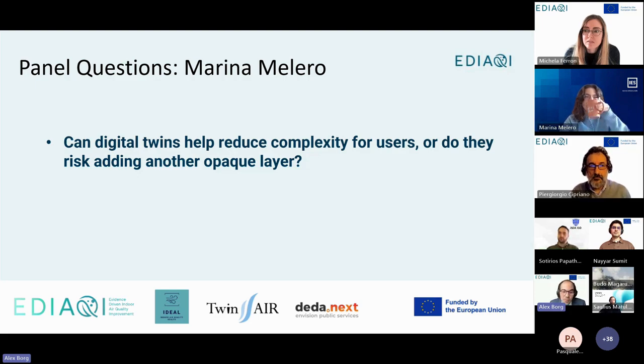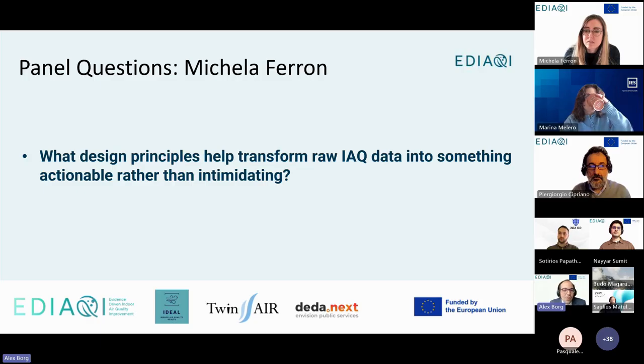Now, building on what Marina has said, Michaela, what design principles help transform raw IAQ data, which you've already touched upon, but maybe you can extrapolate a little bit more, into something actionable rather than intimidating? Well, there are several design principles we can apply to focus on awareness and concrete actions without creating fear. I'm naming just a few of them.